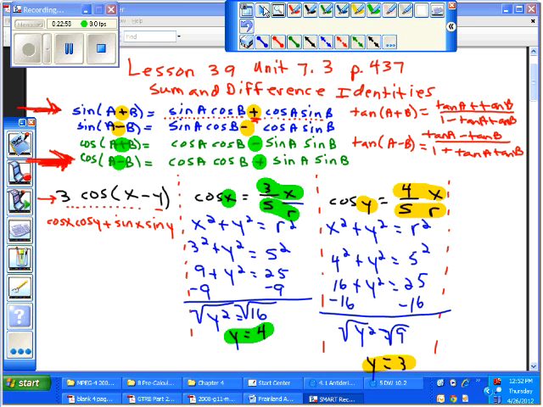Cosine x, cosine is what? Cosine is x over r. What is the x of the x one? The 3. What is the r? 5. And we already knew that cosine x, see right here? We already knew that cosine x was 3/5. We already had that. So cosine x is 3/5 times cosine y. They already gave us cosine y. It's 4/5.